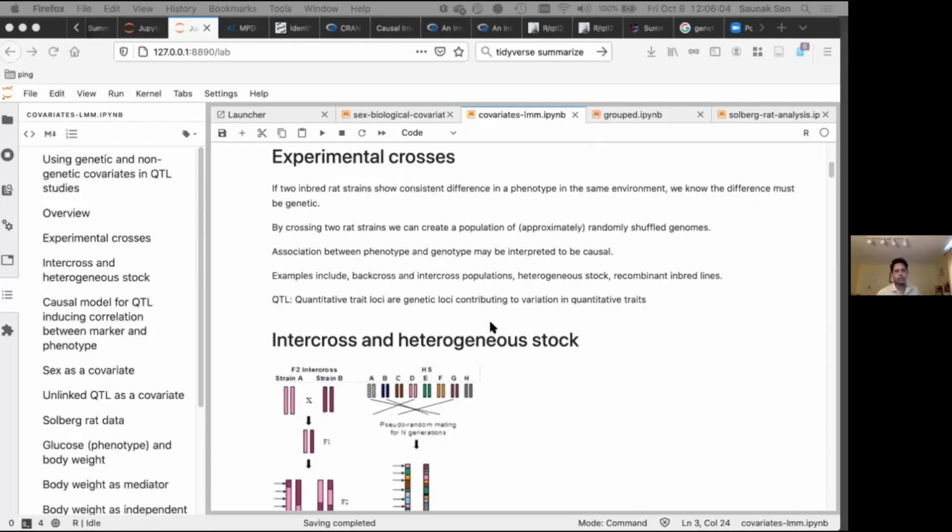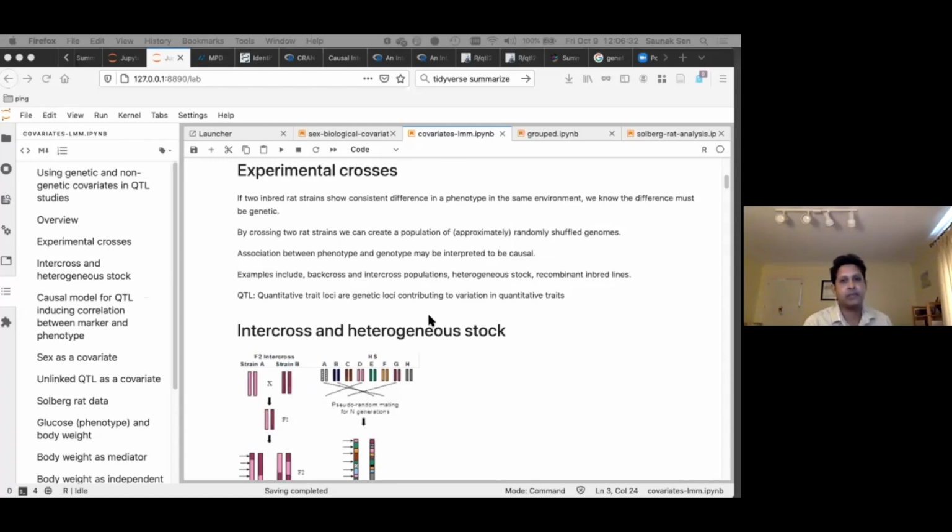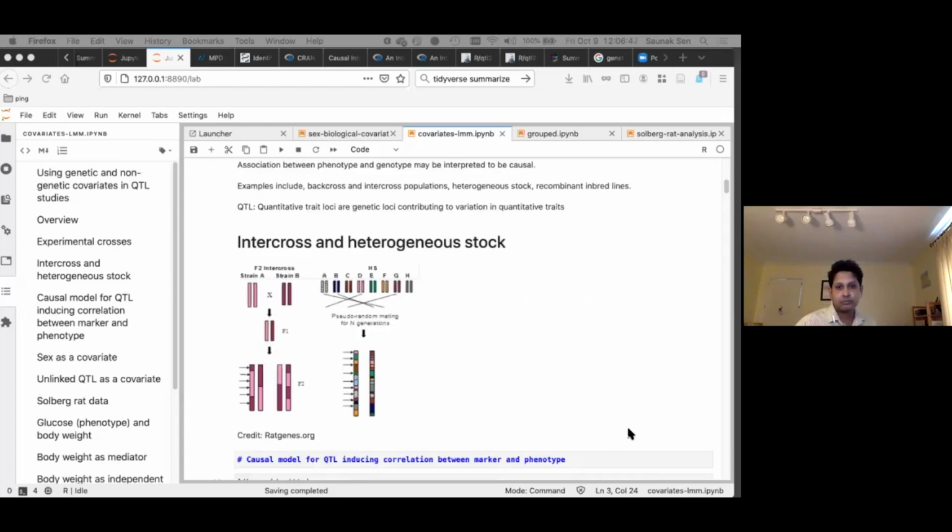As I think most of you know, the main idea about genetic or experimental crosses is that if you have two strains showing a consistent difference in a phenotype in the same environment, the difference must be genetic. By crossing, you can create a population of approximately randomly shuffled genomes where genetic variation is segregating, and association between phenotype and genotype may be interpreted as being causal. There are many different kinds of genetic crosses one can make.